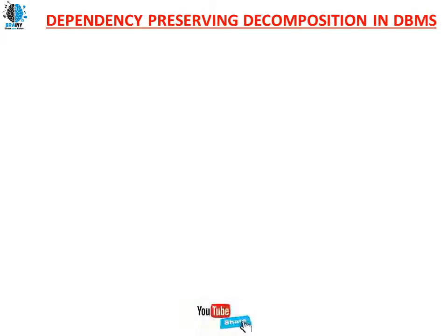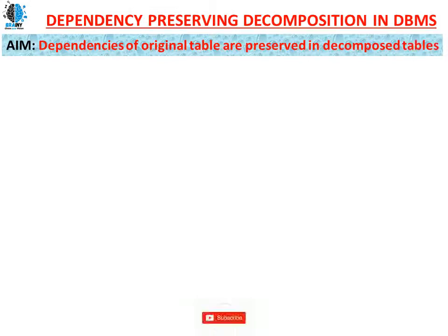So this concept is all about that. What is the aim of this concept? Dependencies of the original table are preserved in the decomposed tables as well. It should be preserved. For example, if I have four functional dependencies in my original table, all four functional dependencies should be there in my decomposed tables as well. If it is there, then it is going to hold good.